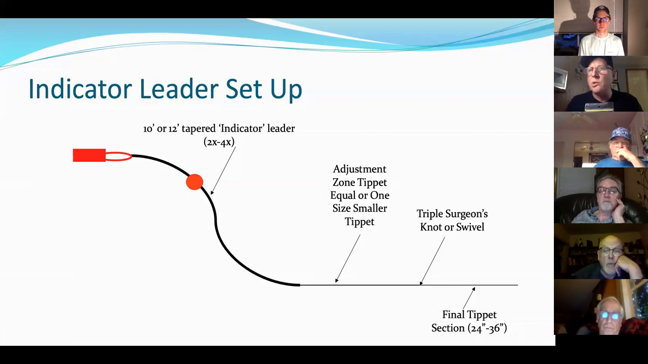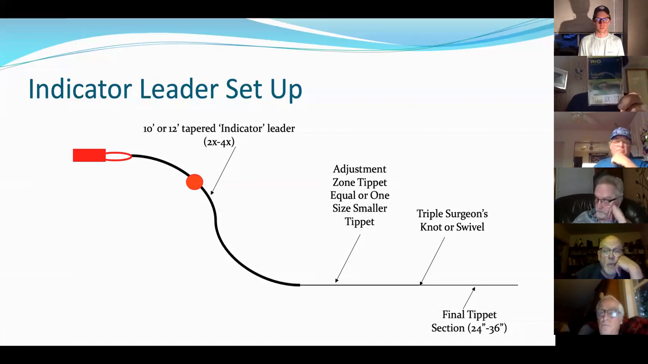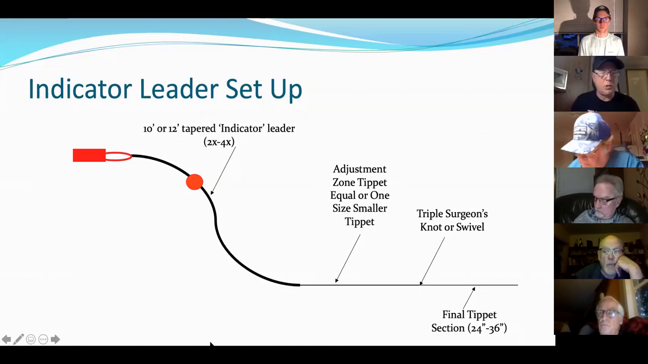As a questioner, what do I mean by size? 1x. So 2x on here, I would add 3x or another section of 2x in my adjustment zone. And in my final tippet section, quite often I start at 3x. I like to get away with as heavy as I can get away with, right? So I can horse those fish in.